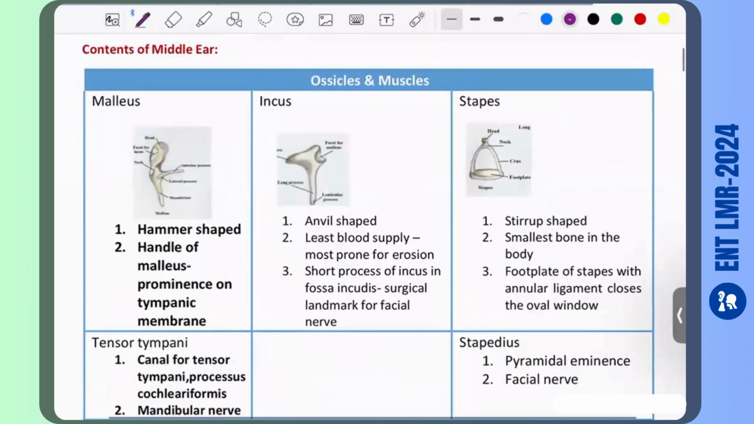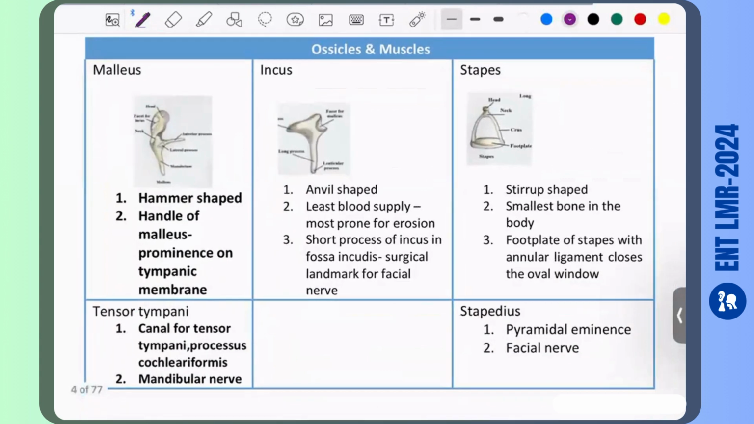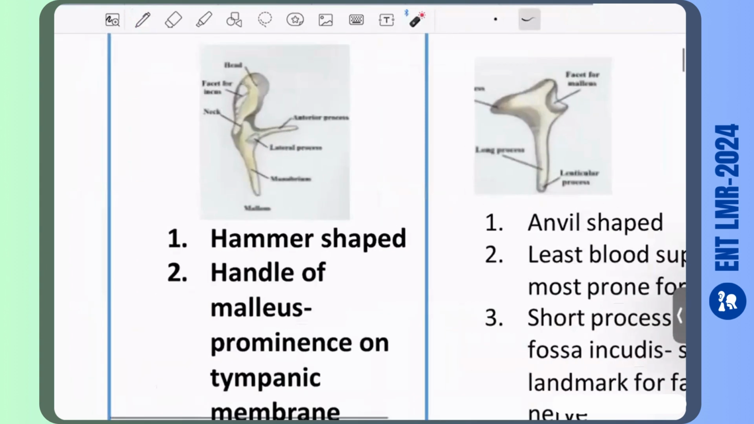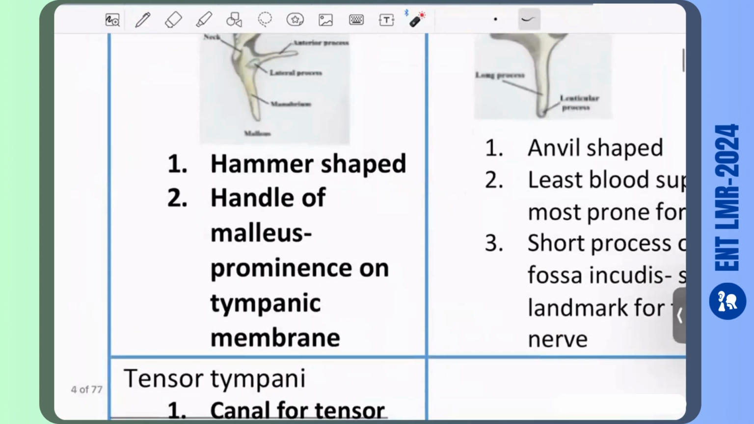So we have the contents of the middle ear. We have malleus, incus, and stapes, and 2 muscles. So malleus is hammer shaped. You look into this, they may ask this. How to differentiate between malleus and incus? Okay. So in malleus, the head will be round like a hammer. In incus it is flat. There is the difference. The malleus has a small depression of the neck. The incus has no depression of the neck. Okay, that is the difference. The handle of malleus makes a prominence on the tympanic membrane, which is the next important point.